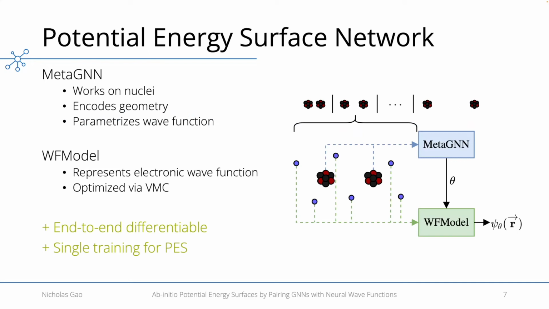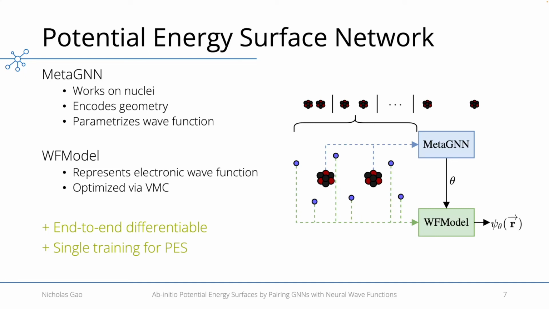The GNN works similar to the supervised case, where we exchange messages between the nuclei to encode the local geometry, but instead of predicting the energy, we predict the parameters of the wave function. The wave function is then used in the Variational Monte-Carlo framework to optimize the energy and to compute gradients. Since our whole model is end-to-end differentiable, we only need a single training for a continuous subset of the potential energy surface.